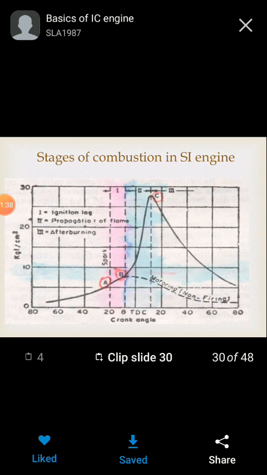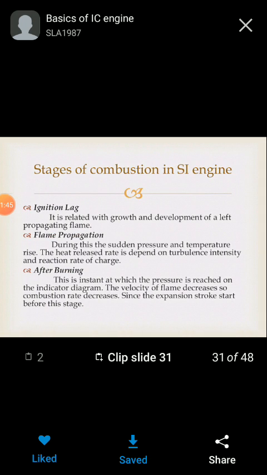Stages of combustion in SI engine. We'll explain this further. In stage 1, the ignition lag, it is related to the growth and development of a self-propagating flame. During flame propagation, there is a sudden pressure and temperature rise, and the heat release rate depends on the turbulence intensity and the rate of charge.